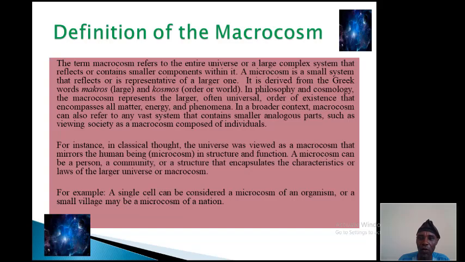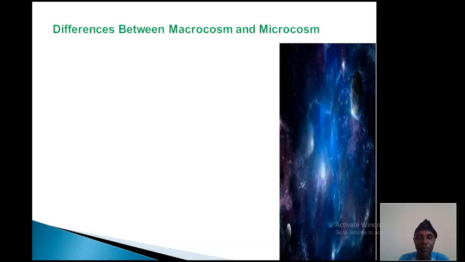In philosophy and cosmology, the macrocosm represents a larger, often universal, order of existence that encompasses all matter, energy, and phenomena. In a broader context, macrocosm can also refer to any vast system that contains smaller analogous parts, such as viewing society as a macrocosm composed of individuals.